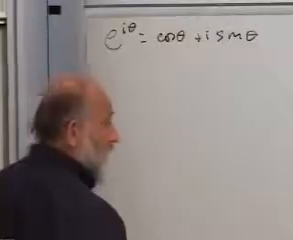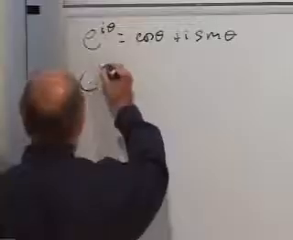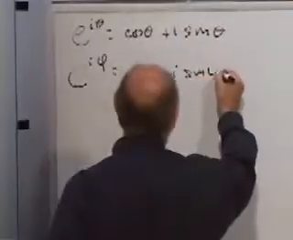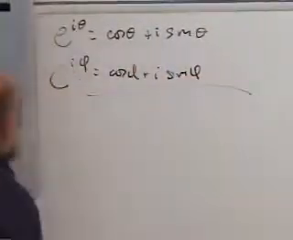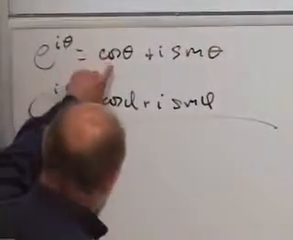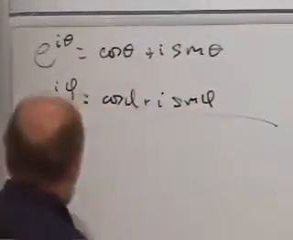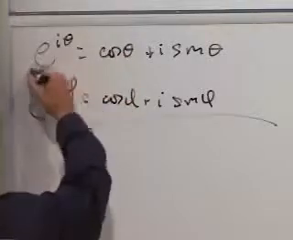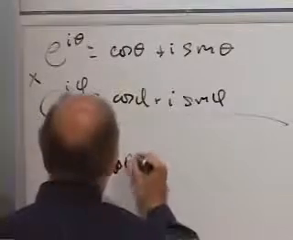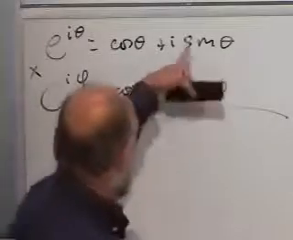You can check using elementary trigonometry that if you have two angles, theta and phi, and you write e to the i theta and e to the i phi, which is cosine phi plus i sine phi, and multiply them, you get something with a real and an imaginary part. The real part is cosine theta cosine phi minus sine theta times sine phi. Remember, i times i is minus 1. So if you multiply these two, let's simplify it. You get cosine theta cosine phi minus sine theta sine phi.